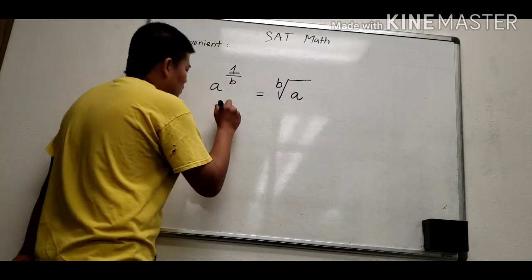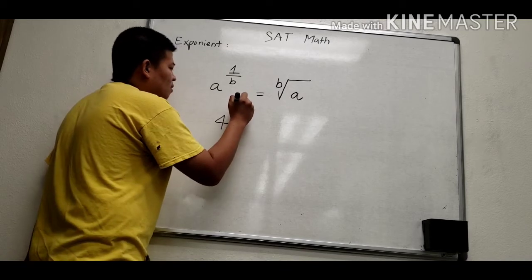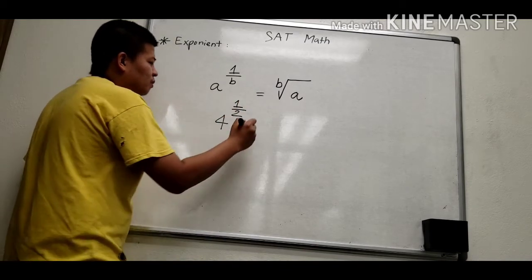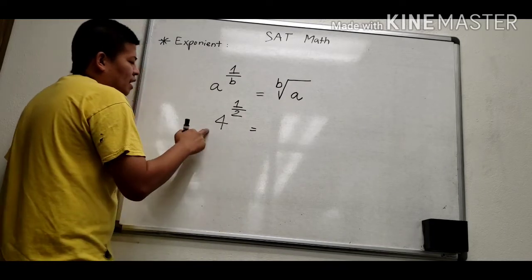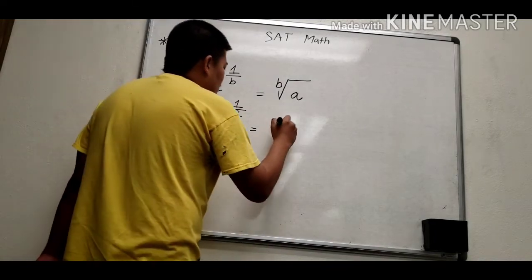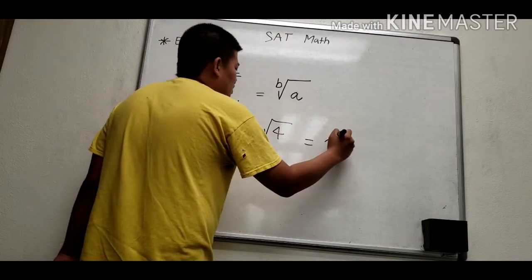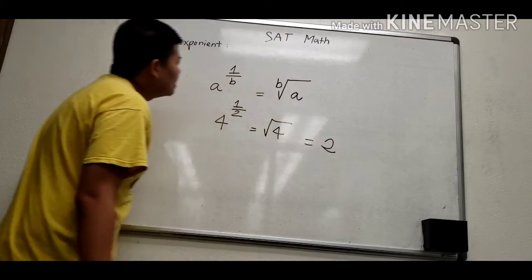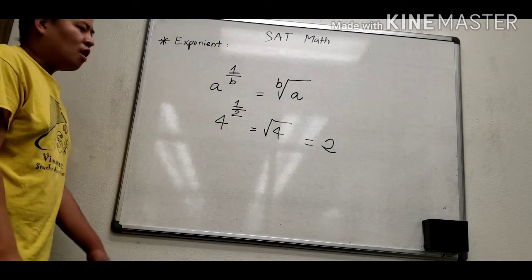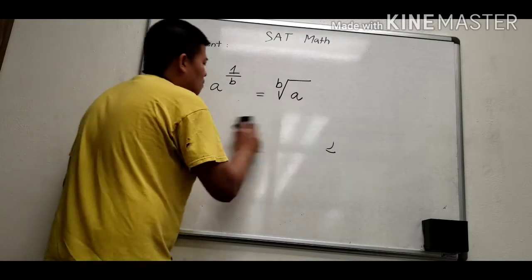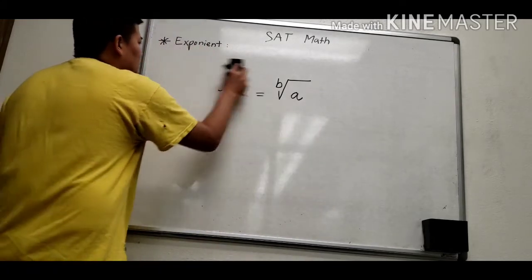And for example, we have 4 with the power 1/2. In this one, you get the square root of number 4. The square root of 4 is 2. This is the next formula of exponent.